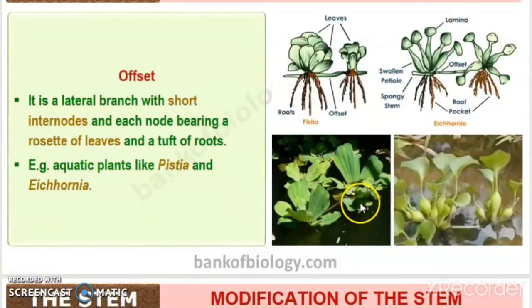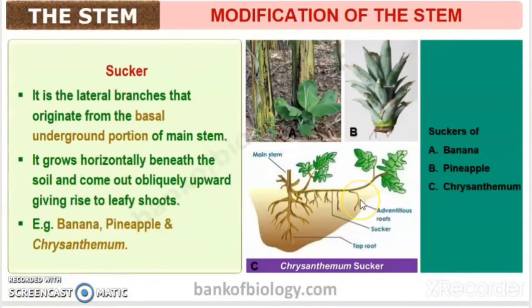Okay, now let us move on to the last part, which is the sucker. It is also a lateral branch that originates from the basal underground portion of the main stem. So where does it arise from? It arises from the basal underground portion of the main stem. It arises from the axis of the main stem, but it grows underground. So from the last portion of the stem, the underground portion of the stem, these lateral branches arise.